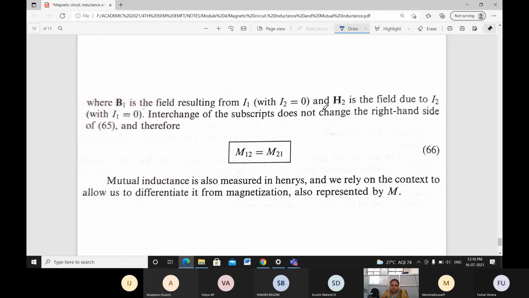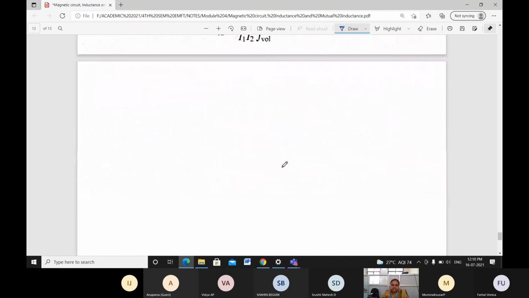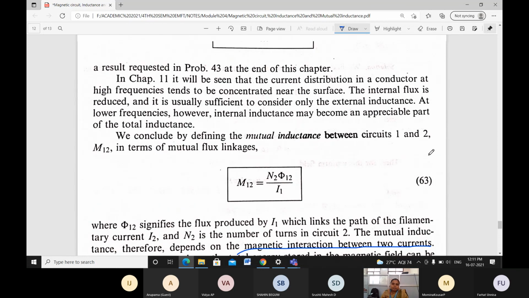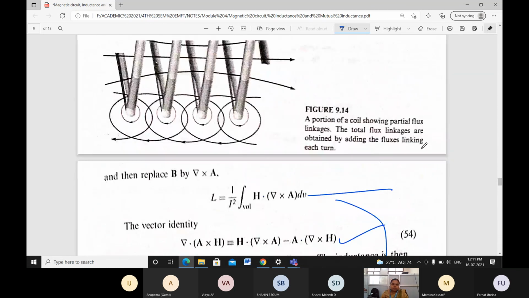Then, by interchanging the parameters, I can tell that M12 is equal to M21. The mutual inductance is also measured in henries, and the context allows us to differentiate it from the magnetization, which is also represented by M. This is mutual inductance. Where we take magnetization, it is the capital M in the previous case. This is all about inductance and also about mutual inductance.